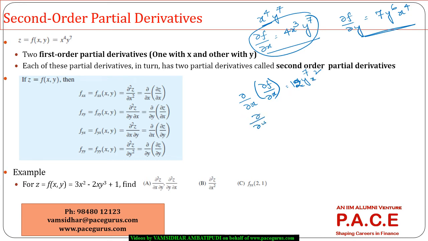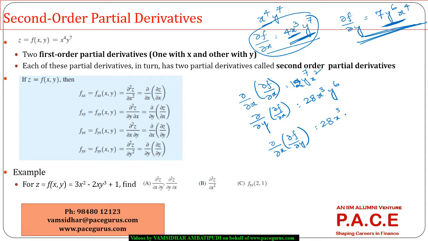Similarly, I could have found dou by dou y of dou f by dou x. Whatever I got, now I differentiate it with respect to y. So 4x cube is a constant, and 7y power 6, making it 28x cube y to the power of 6. Similarly, I can do two things. Dou by dou x I can do for dou f by dou y. So I find the derivative of it with respect to x, meaning y is a constant. So 7y power 6 is a constant, and this will become 4x cube. So it becomes 28x cube y to the power of 6.